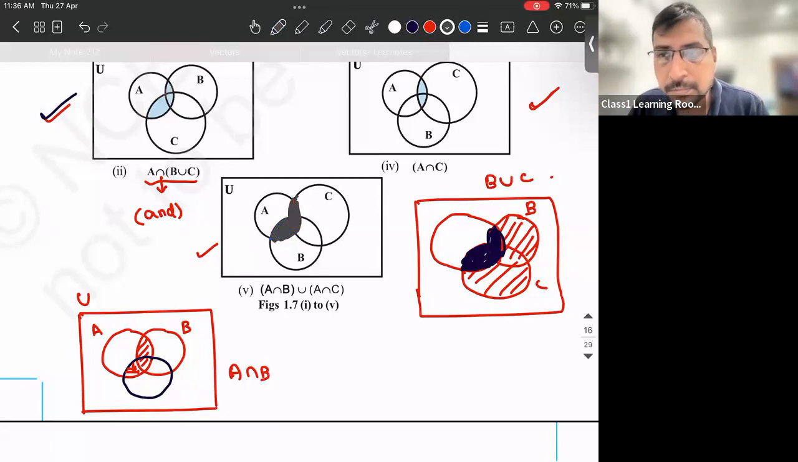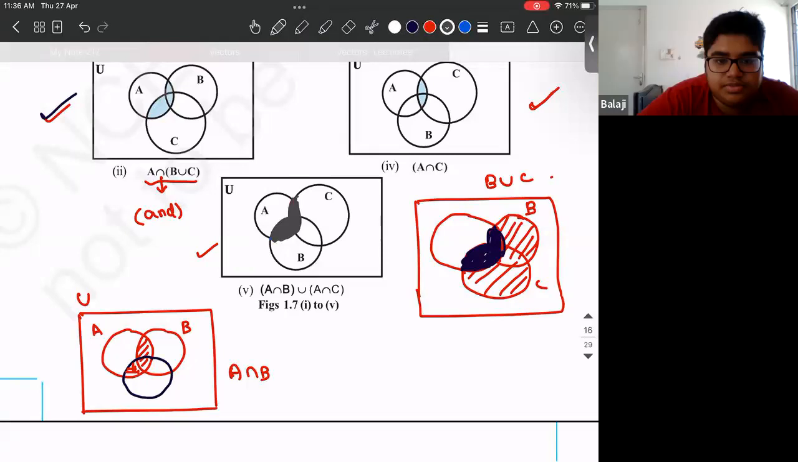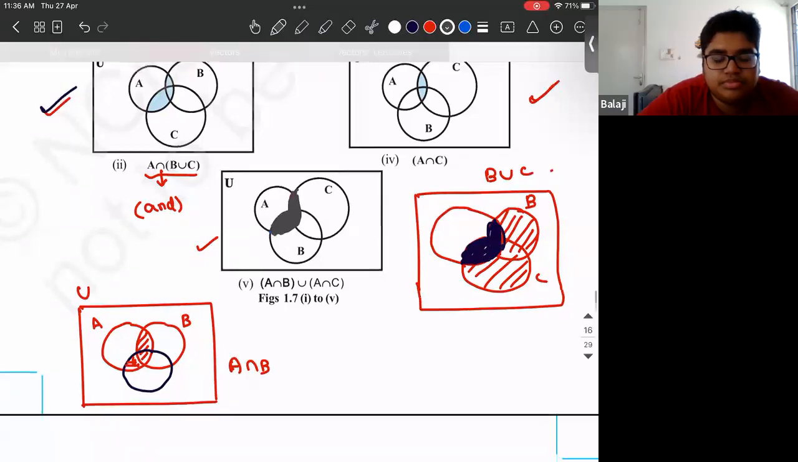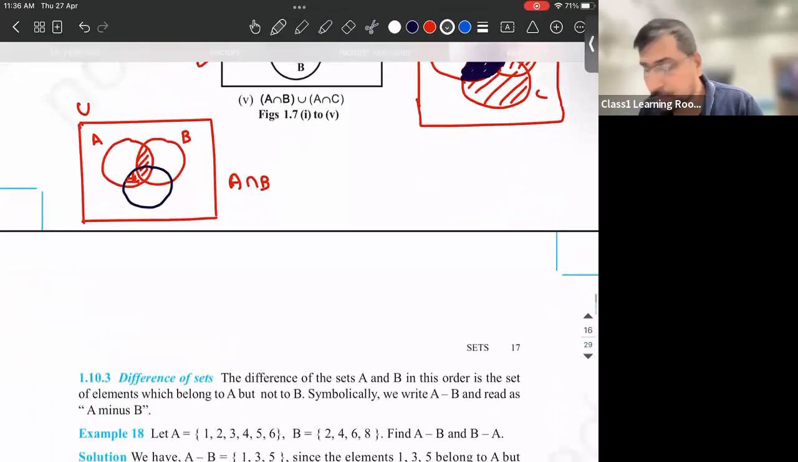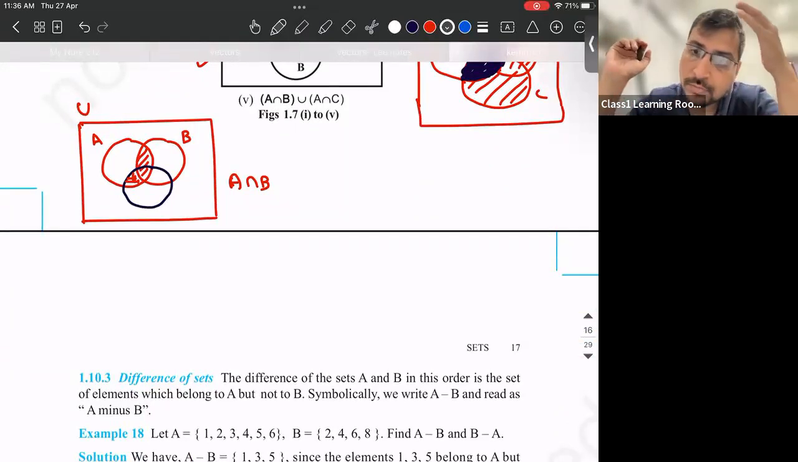Am I clear with this? Yes, sir. All right. So with this, we will go to the next concept, that is difference of sets.